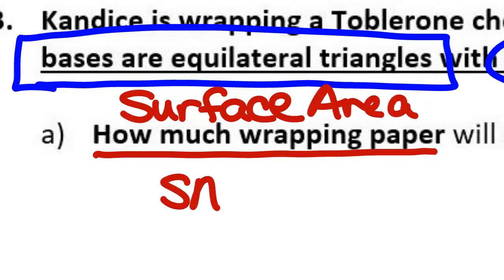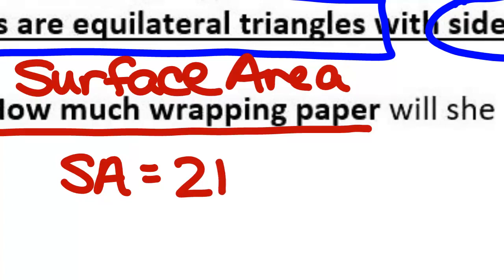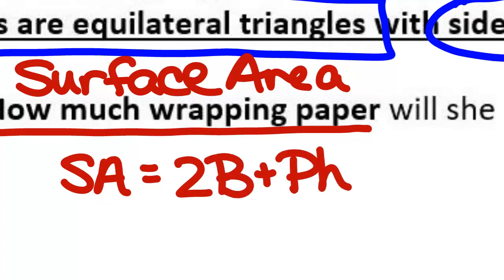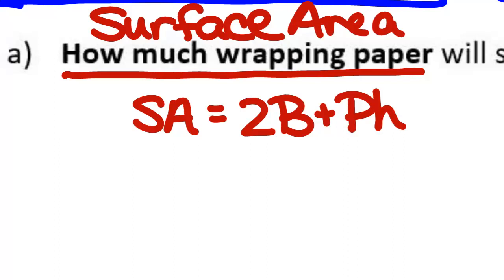So surface area, this is a right triangular prism. What's my surface area formula for a prism? Yes, 2B plus Ph. What does the capital B stand for? Area of the base. And what shape is our base again? Triangle. Well, how do you find the area of a triangle?